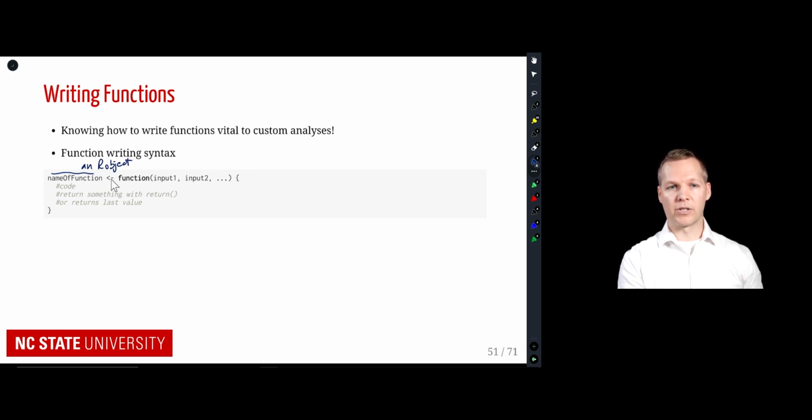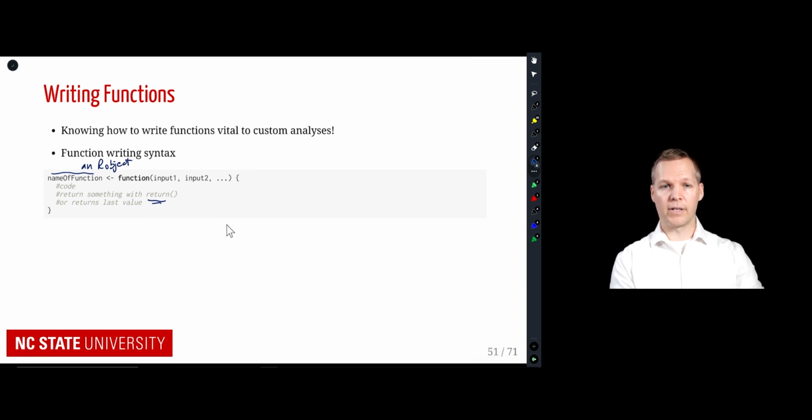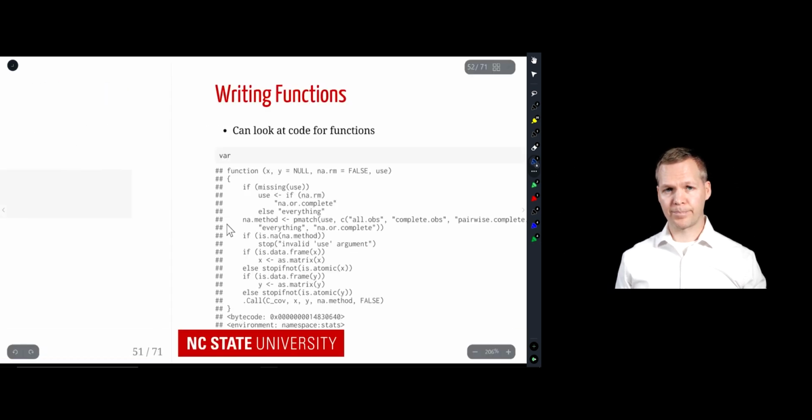So we're going to store in that R object a function that has these inputs, and then we use a curly bracket, and then we put whatever the function should actually do here, and then we can return a value with return if we want. Otherwise, if we don't explicitly specify what should get returned, R will just return the last line of code, whatever the result of that is in the function. So it's not going to be that hard to actually create your own R functions.